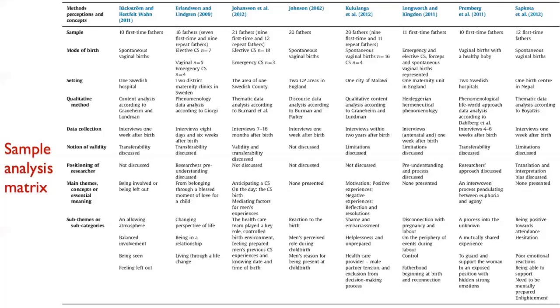So as you go through each of the journal articles, you have in mind what you're looking for. In this case, the researcher was very interested in what the sample was, so they put the sample in the matrix very quickly. What was the mode of birth? What was the setting? What was the method, the qualitative method used? What was the data collection method, and so on?